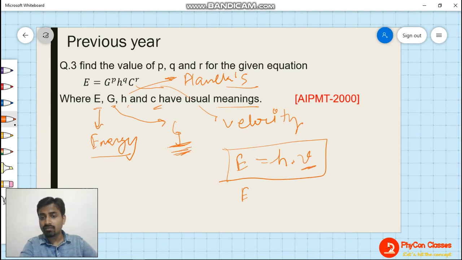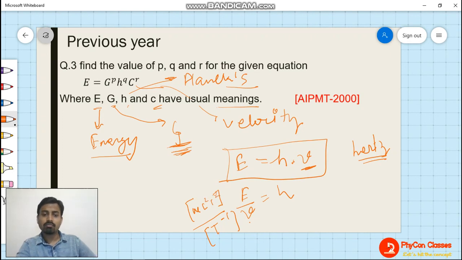So this nu is frequency. Frequency is measured in hertz. So energy divided by frequency will be Planck's constant. The energy dimension we know is ML square T minus 2, divided by frequency. Frequency dimension is T to the power of minus 1. So this will be ML square T minus 2 divided by T to the power minus 1. So that will be ML square T minus 1. That will be the dimension for H.